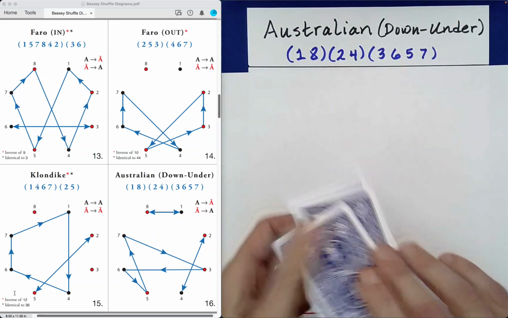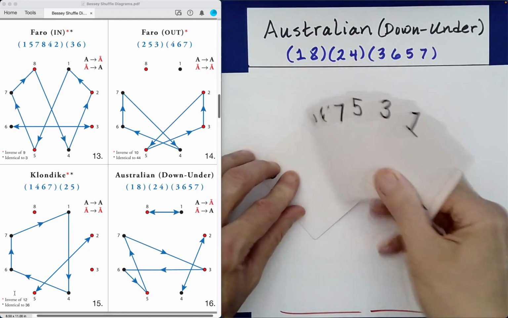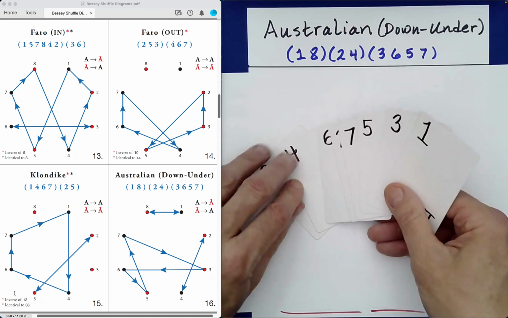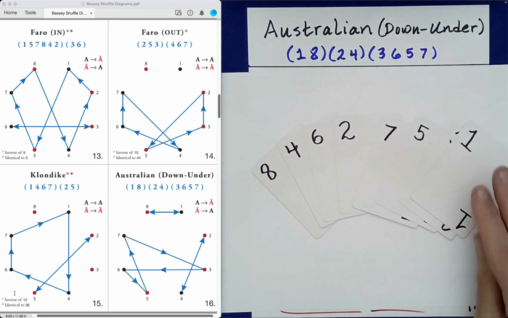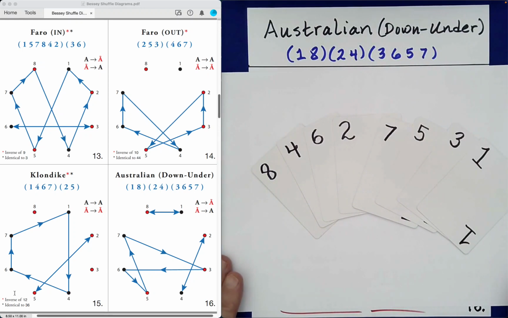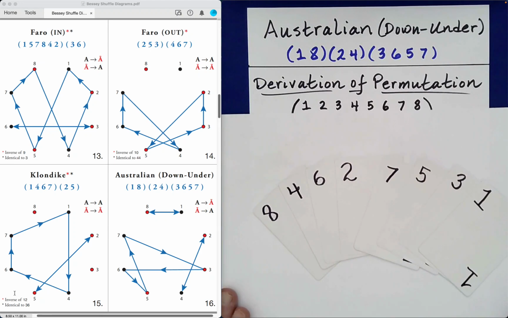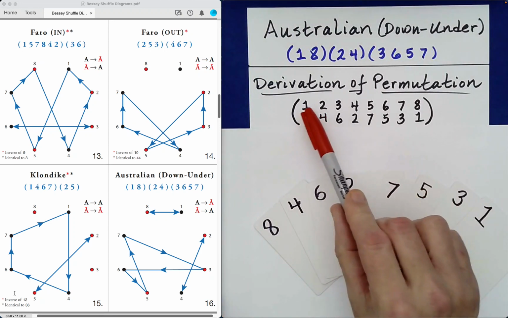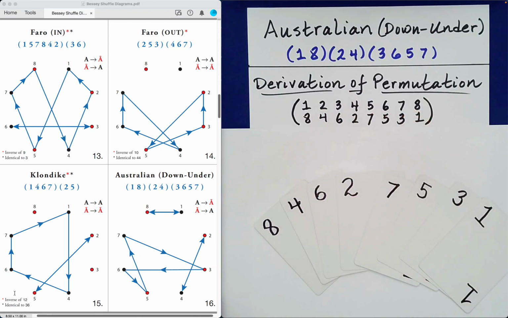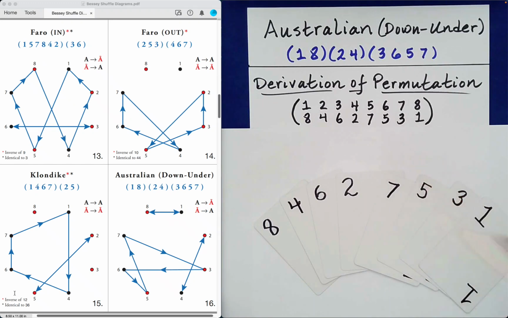So what is the new ordering of the cards? Well, let's take a look. So it looks like it's 8, 4, 6, 2, 7, 5, 3, 1. Okay? And that's what I've indicated down here using Cauchy's 2-line notation. We see that we get the following representation. Of course, the top row is always 1 through 8 for what we're doing. And then the bottom row is 8, 4, 6, 2, 7, 5, 3, 1.